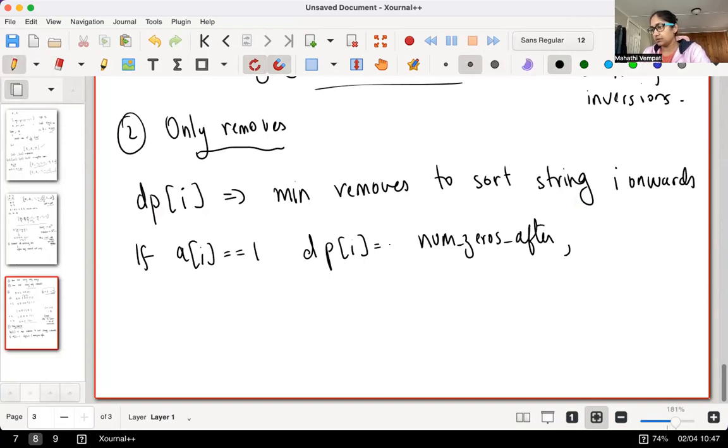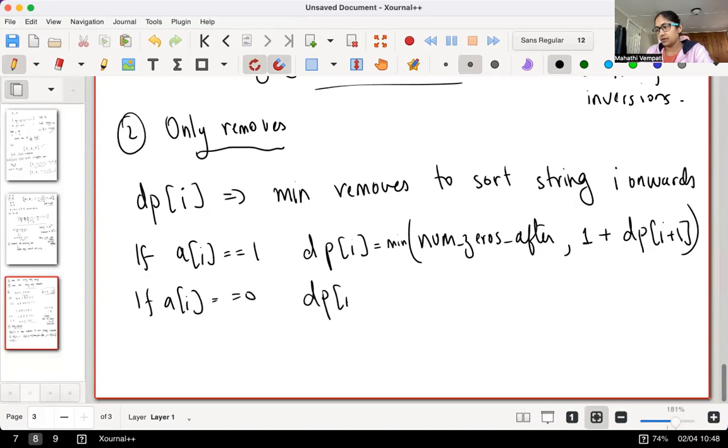It's the minimum of the num zeros after, or I can choose to remove this, which will cost me 1 remove, plus whatever it takes to make dp of I plus 1 good, right? And if a of I equals 0, and it's starting here, I don't need to worry, so I don't need to remove it, and dp of I is equal to dp of I plus 1. So yeah, in linear time, you could figure this out.